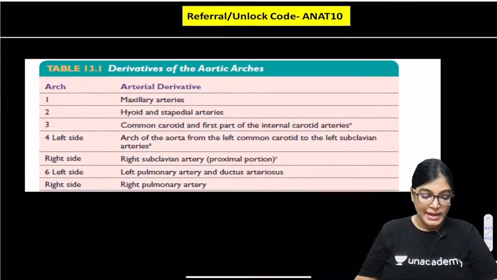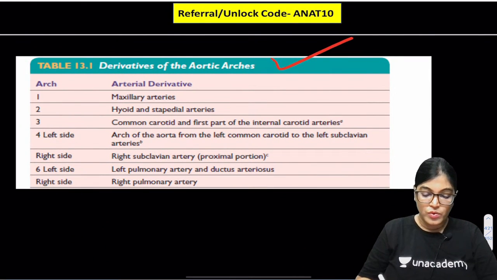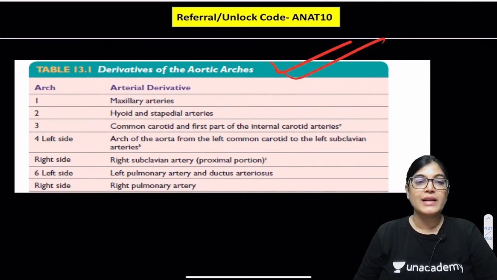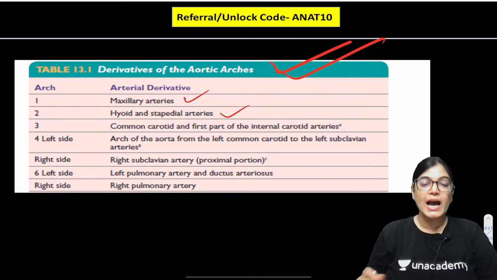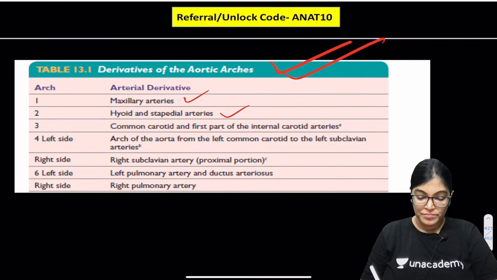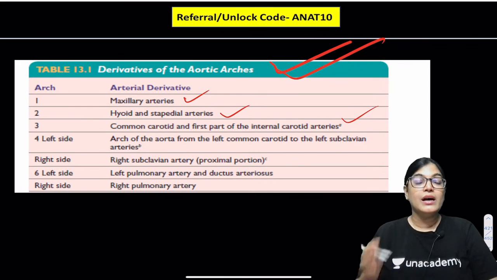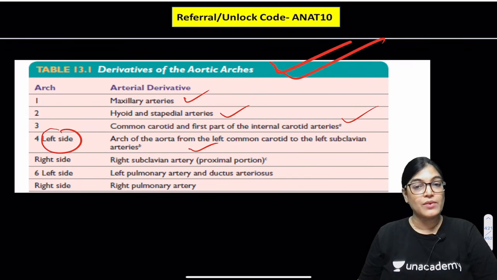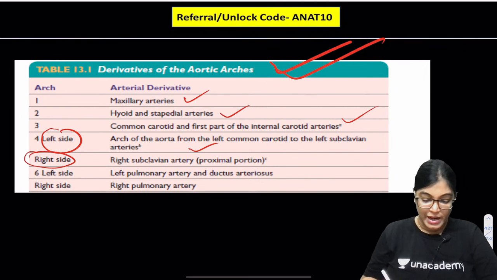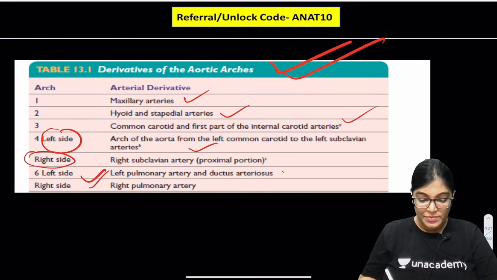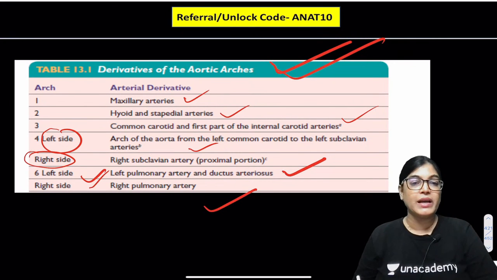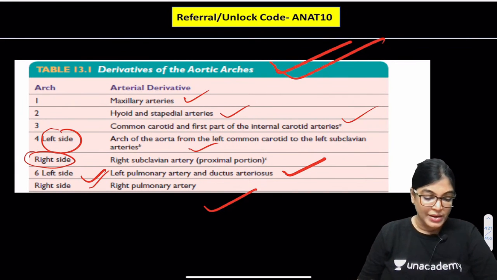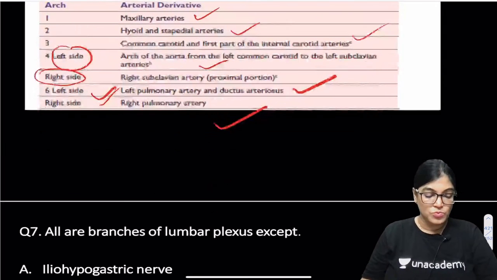Left fourth. So my dear aspirants, I have just included this. Those who want to revise, they can revise derivatives of the aortic arch. So from the first arch, the artery arising is maxillary. Second se hyoid and stapedial. Third se common carotid and first part of internal carotid. Left hand side me fourth arch se arch of aorta and left common carotid artery till the level of left subclavian. Right hand side me right subclavian artery. Sixth arch se left side me left pulmonary, right side me right pulmonary, and in left side also ductus arteriosus. So all of you can revise this, the derivatives of the aortic arch. Let's move on to the next.